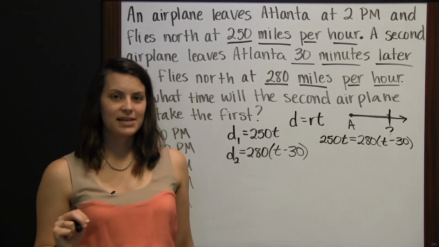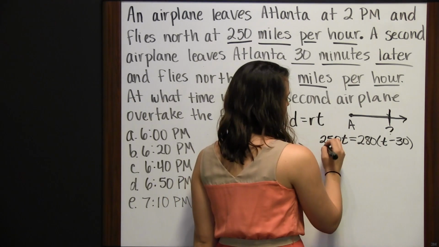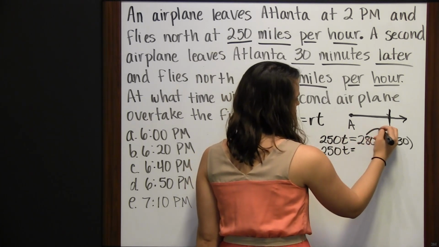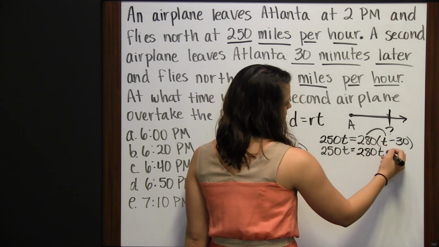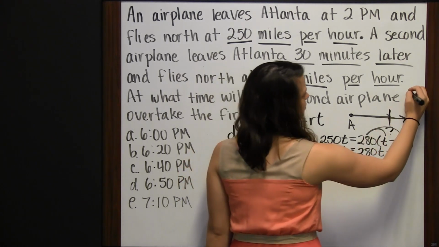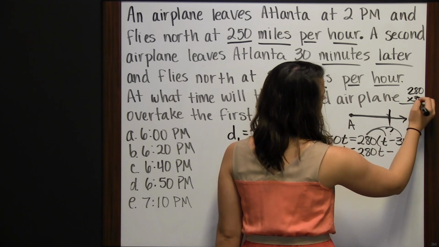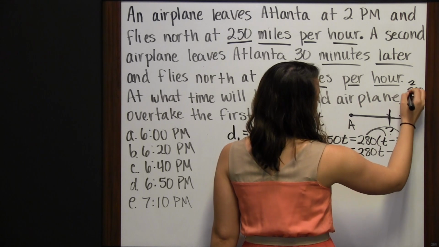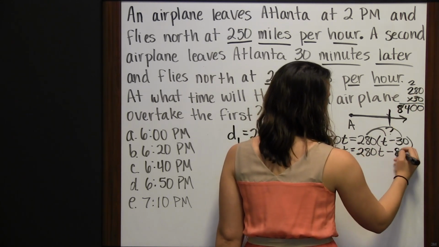And now we need to solve for t. The first thing we want to do is distribute our 280. So I'm going to bring down 250t equals 280 times t, 280t, minus 280 times 30. 280 times 30: 0 placeholder, 3 times 0 is 0, 3 times 8 is 24, 3 times 2 is 6, plus 2 is 8. That's 8,400.